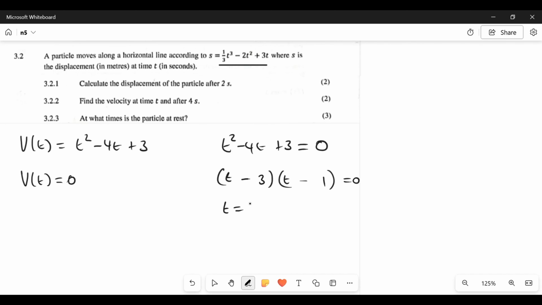So when we continue, our time is going to be 3 seconds and our time is going to be 1 second. Remember, they said you must find at what times. Remember, times, not time. It's possible for us to have more than one set of times here. So it's 3 seconds and 1 second. So these are your times at which your object was at rest or was not moving at all. So I hope you understand this, guys.